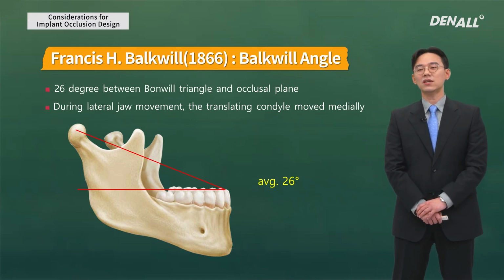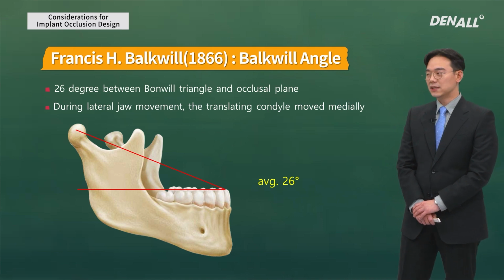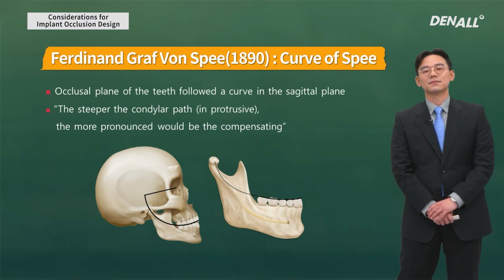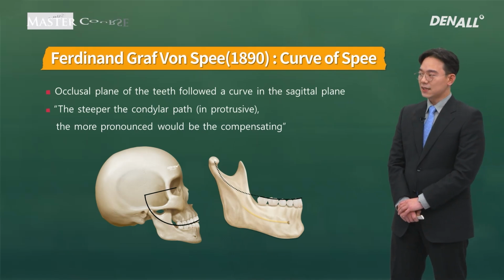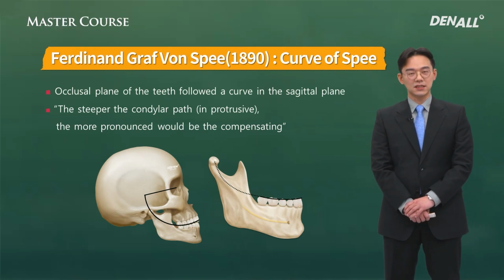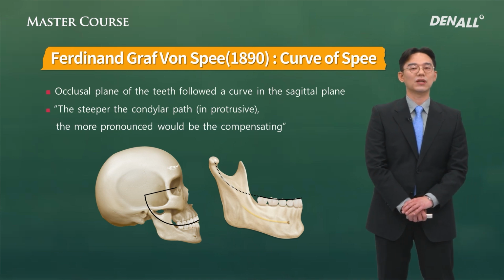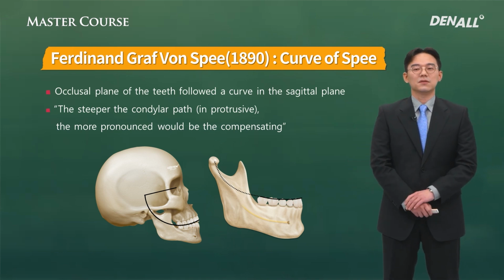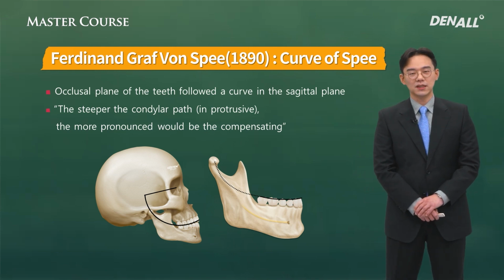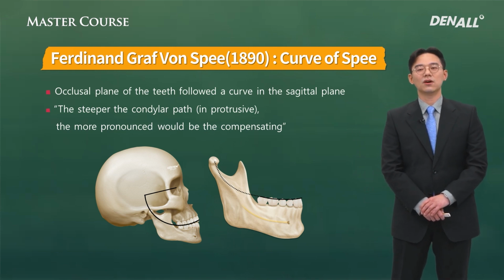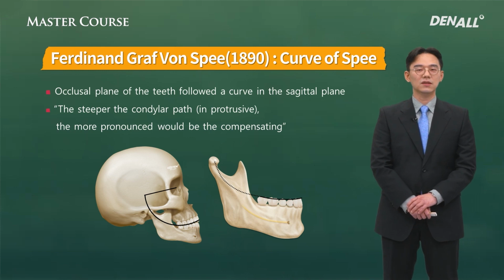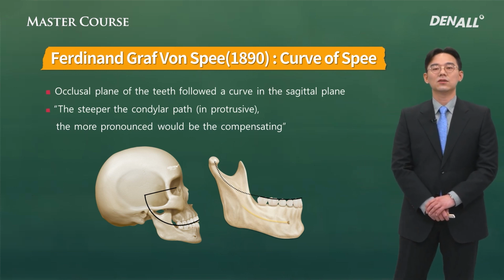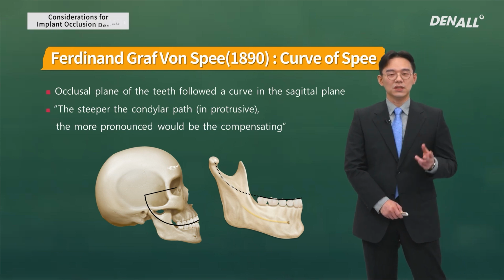During lateral jaw movement, the translating condyle moved medially. Spee said that the occlusal plane of the teeth followed a curve in the sagittal plane, and that is the famous curve of Spee. The steeper the condyle path in protrusive, the more pronounced the compensating curve. The steeper the condyle path as the jaw moves forward, the steeper the compensating curve.